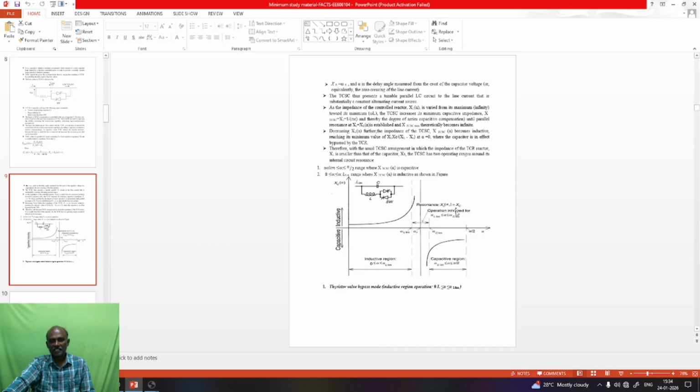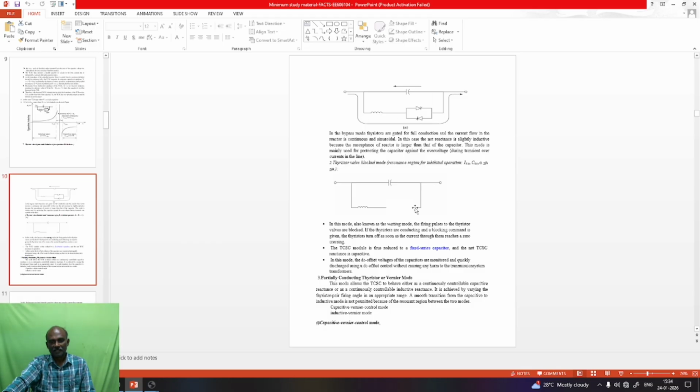So what will be the characteristics of the TCSC? The third one is partially conducting thyristor vernier mode. So what is partially conducting? It is only partially conducting, only for certain conditions. This mode allows the TCSC to behave either as a continuously controllable capacitive reactance or as a continuously controllable inductive reactance.